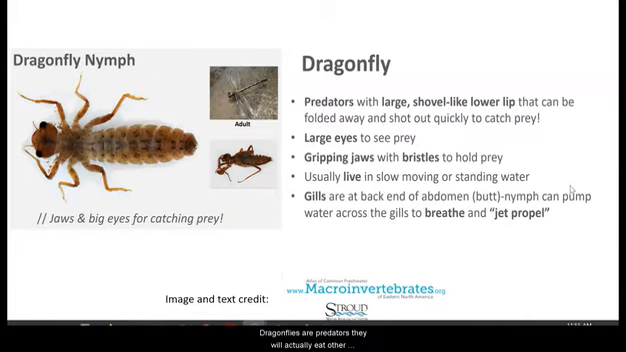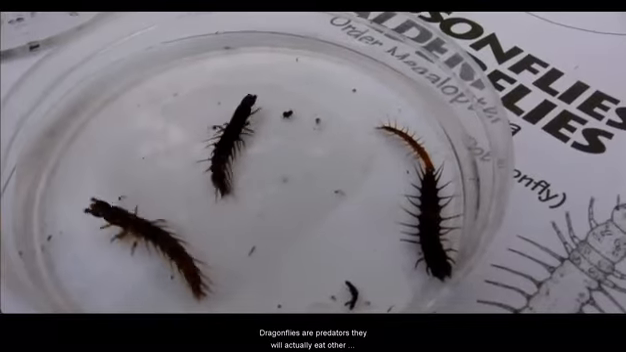Dragonflies are predators. They will actually eat other macroinvertebrates that they find out in the stream. They have those large eyes to help them see prey.